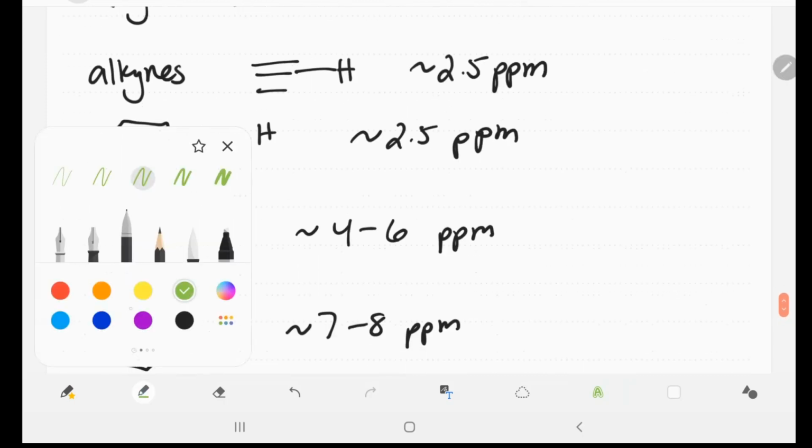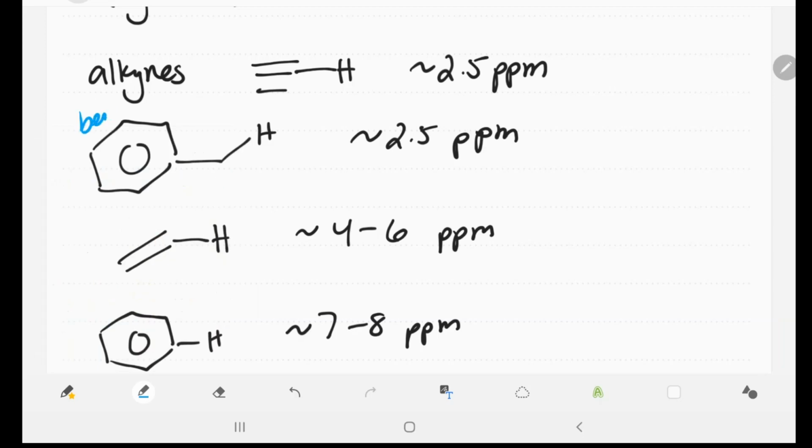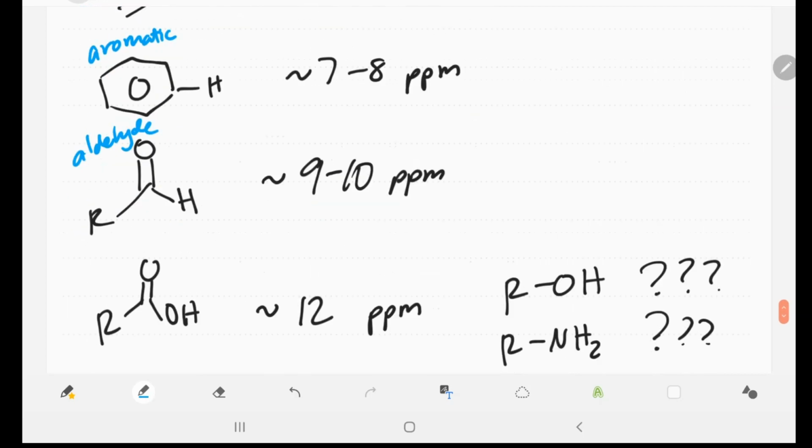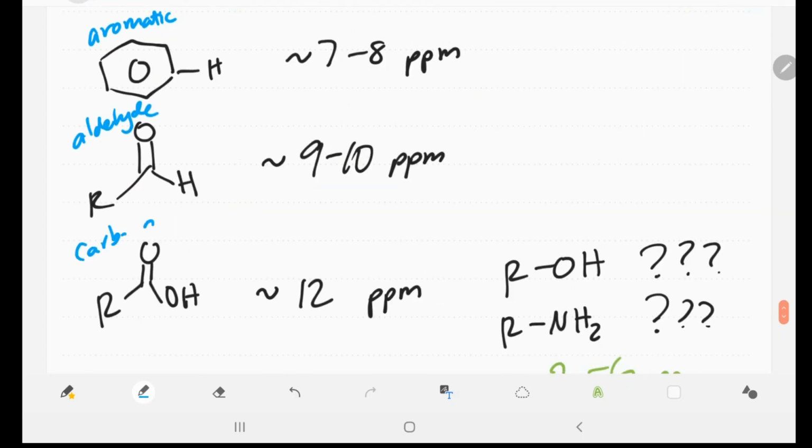I didn't even put names on these. This is aromatic, or benzyl rather. This is vinyl. These are aromatic. These are aldehyde. These are carboxylic acid. Those show up there. Alcohols, amines, who knows? Big old range for those. And we're going to look at some of those in a little bit. So I'm going to just put that out for now.